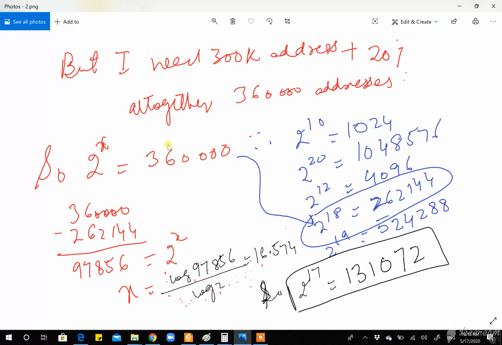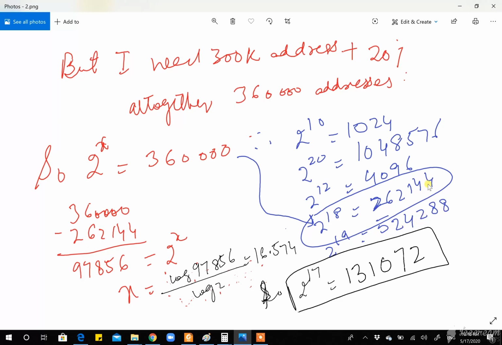There are multiple ways to do it. One is to put it in the form of 2 power x, write down 360000, and then find the number of bits which gives you that answer. Another way is just hit and trial. We know that 2 power 10 is 1024, 2 power 20 is 1,048,576, which is much bigger than this value. 2 power 12 is 4096, which is smaller than this value. 2 power 18 is 262,144, and 2 power 19 is 524,288.